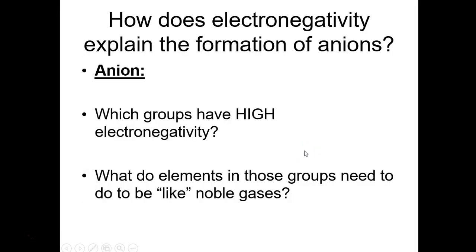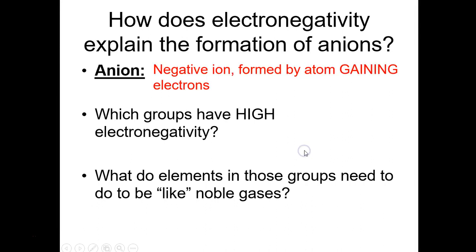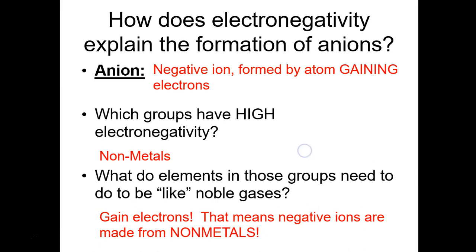All right, so electronegativity and anions. An anion is a negatively charged ion, and it's formed by an atom gaining electrons. Remember that electrons are negatively charged, so when something gains an electron, it becomes more negatively charged. It takes on that charge. So which groups have high electronegativities? Well, mainly groups 17, 16, and 15, but in general, nonmetals have high electronegativities. That means in order to become like noble gases, they're going to want to gain electrons so that they can have a full 8. That means that negative ions are made from nonmetals.